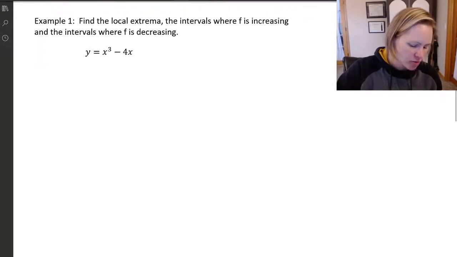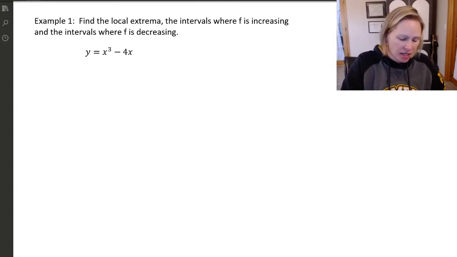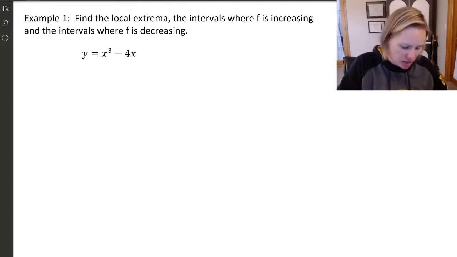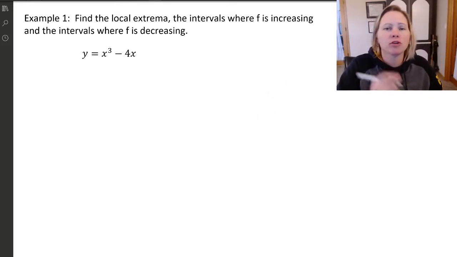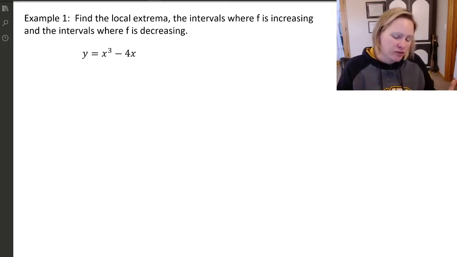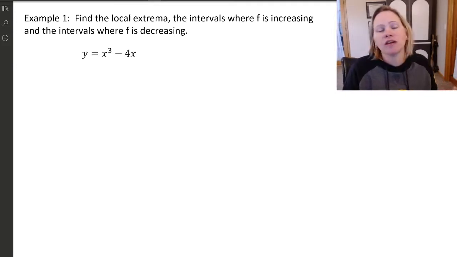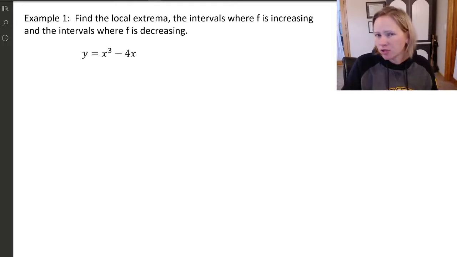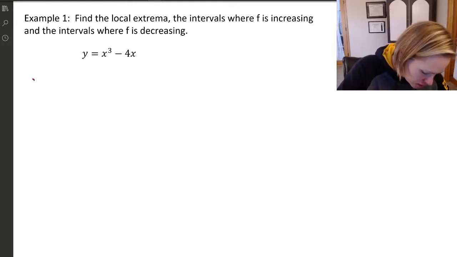So let's take a look at some problems here and find some local extrema and identify where my function is increasing and where my function is decreasing. So the first thing I'm going to do anytime I'm looking for extrema is I need to find my critical points. Remember, critical points are values where my derivative is 0 or undefined, or if I have endpoints, it could also include the endpoints. Here, I don't have endpoints, I don't have an interval, and I have a nice well-behaved polynomial function, so I'm not going to have any undefined values. The domain for this is all real numbers. So all I have to do here is figure out where is f prime of x equal to 0.